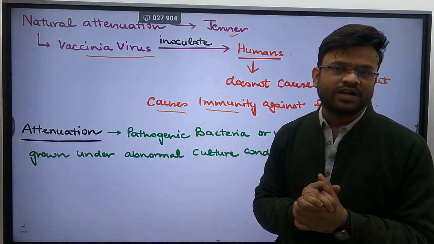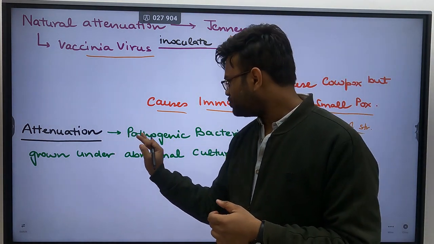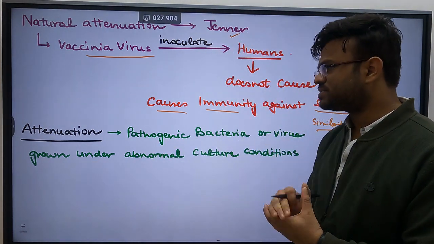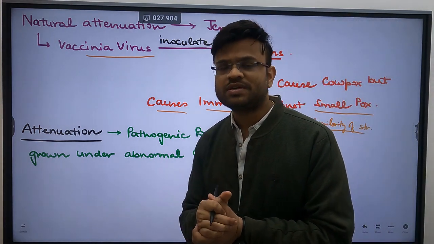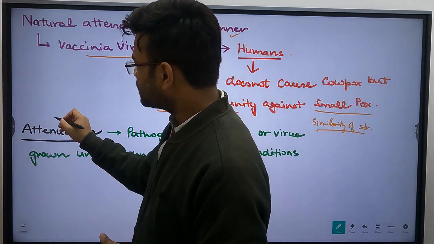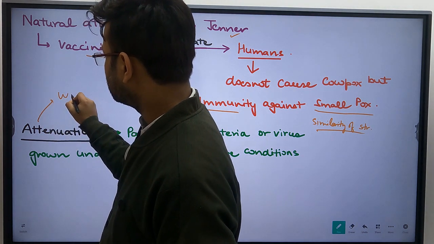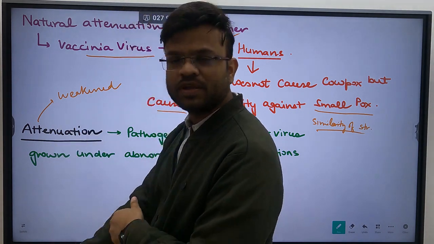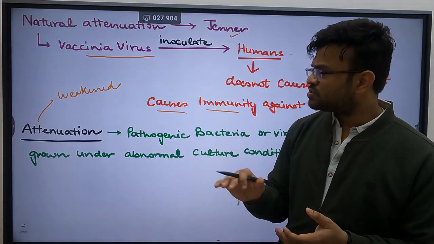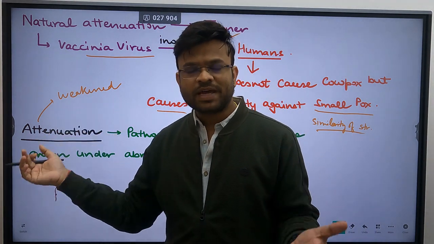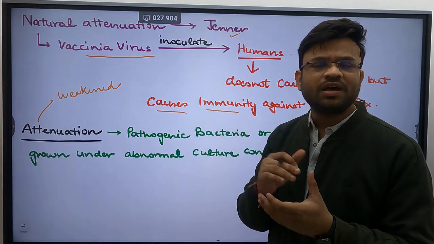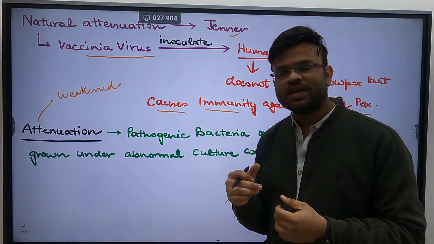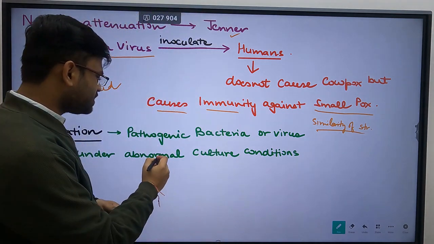Let us talk about the process of attenuation. Attenuation: pathogenic bacteria or virus grown under abnormal culture conditions. Now, I have already told you what attenuation is. We have already said that it is weakening. Attenuated means weakened. So the microbe is weakened, but how do you weaken a microbe? What is the process behind this? The simple process is that you grow the microbe in an abnormal culture condition.